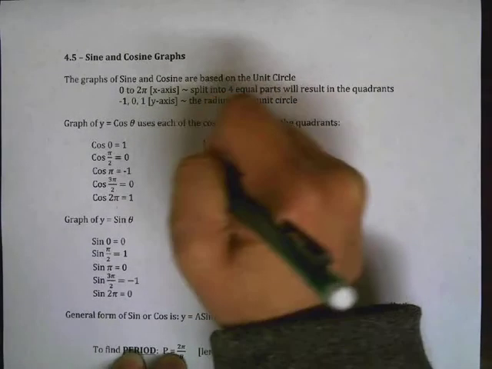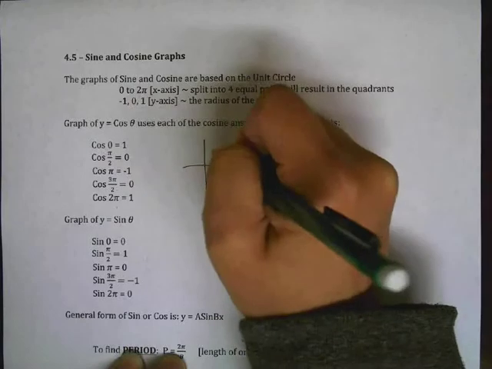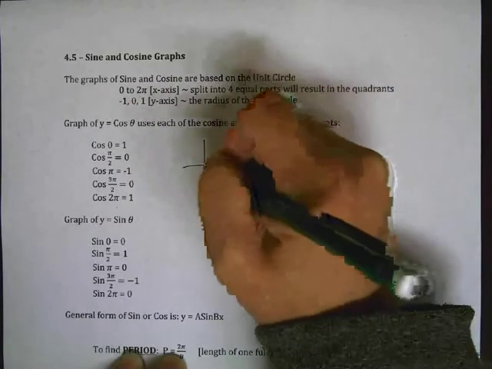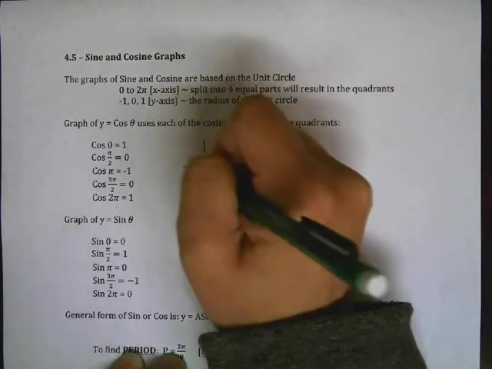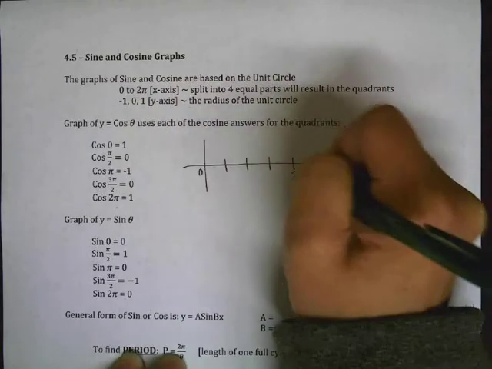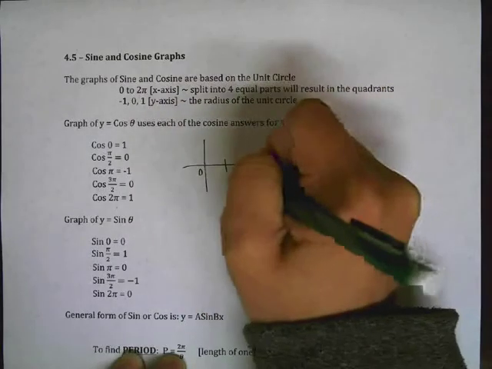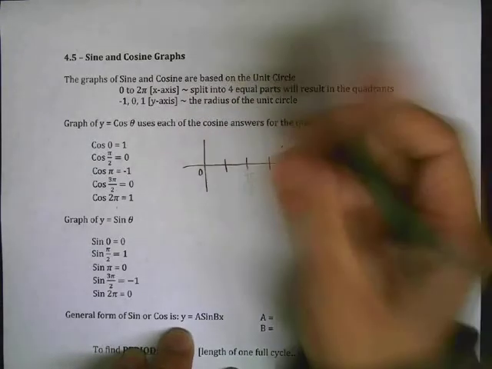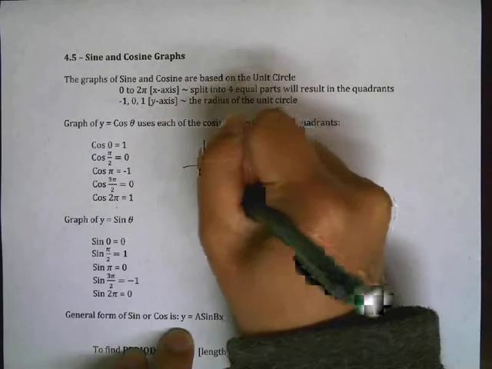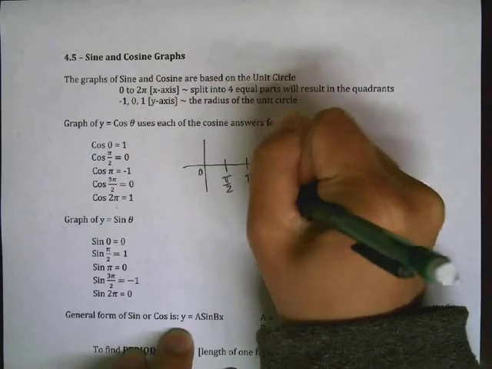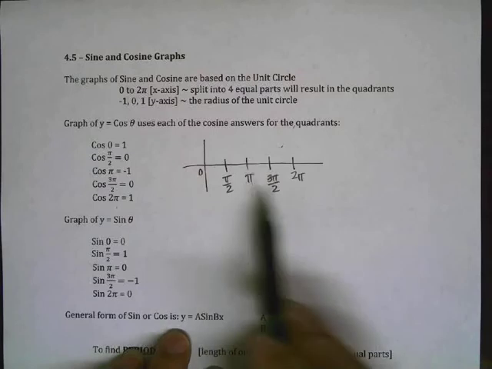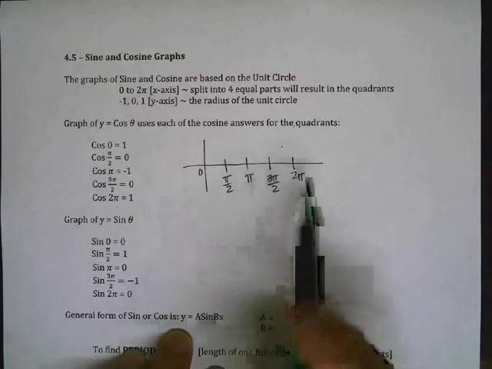So if we were to draw a graph, where on your x-axis there's 4 equal parts, 1, 2, 3, 4. It ranges from 0 to 2 pi. And if we split it up into our 4 equal parts, those would be the quadrants. Okay. So we have 0, pi over 2, pi, 3 pi over 2, and 2 pi.